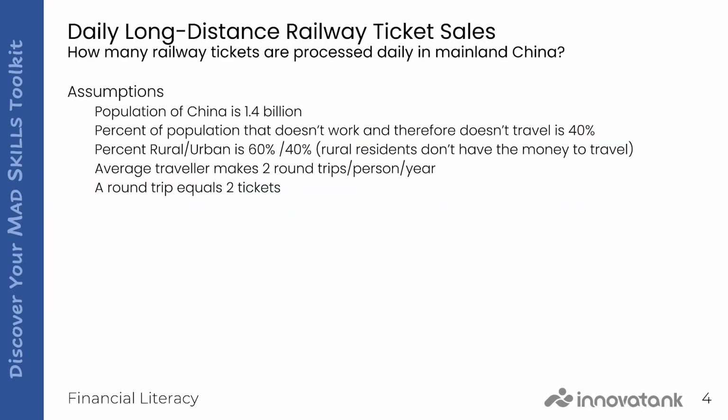One of the examples that I always use is daily long distance railway ticket sales in China. I make some assumptions along the way, and these are just here to make some easy numbers so we can do the calculation. The population of China is 1.4 billion. A portion of the population that doesn't work, and therefore doesn't travel, is 40%. We've got a rural urban breakdown, and we're assuming that rural residents don't have the money to travel as much as urban residents. The average traveler makes 2 round trips per person per year, and a round trip equals 2 tickets.